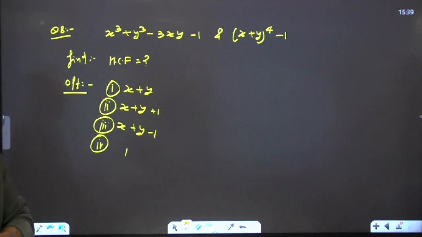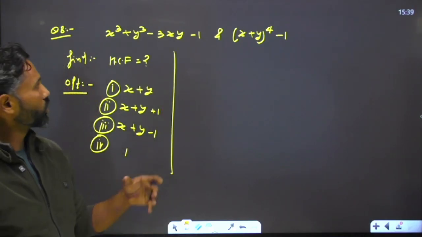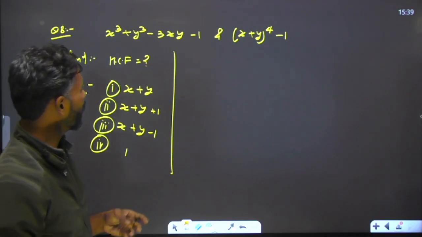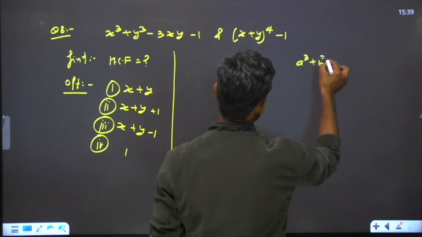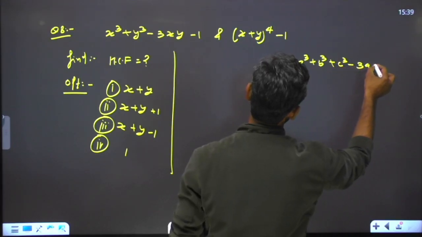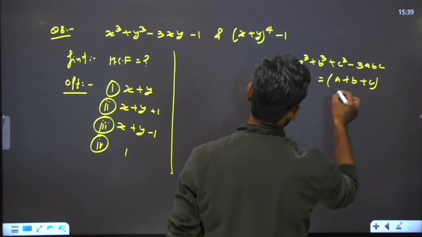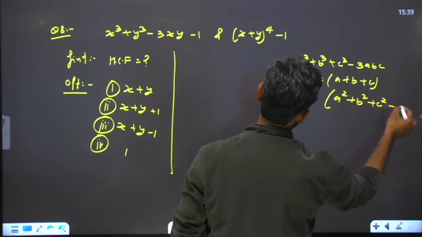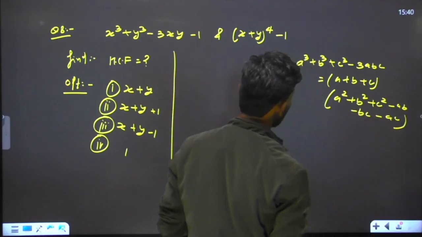So you know what the HCF is? HCF is the highest common factor. So we have to factorize both the given functions over here. You have studied a formula: a cube plus b cube plus c cube minus 3abc is equal to a plus b plus c, then within the bracket a square plus b square plus c square minus ab minus bc minus ca. This is the formula.